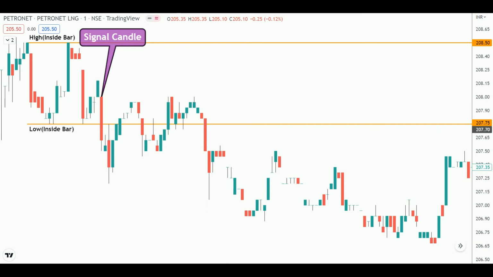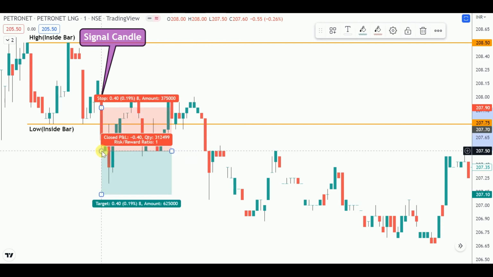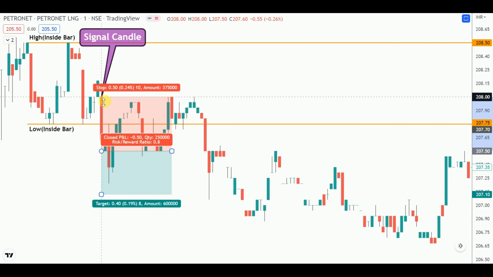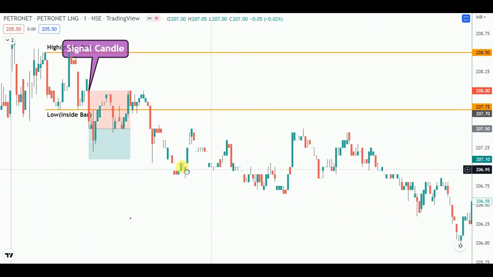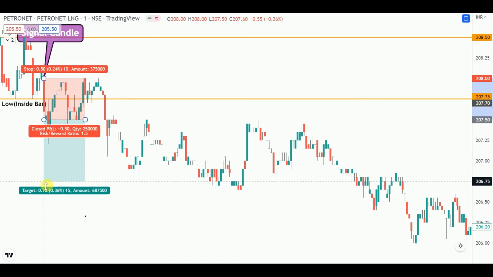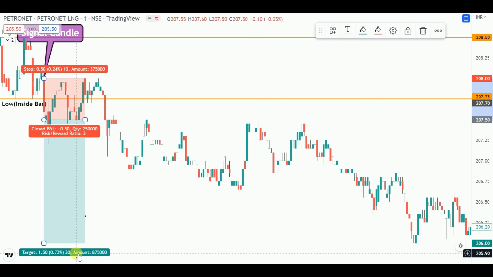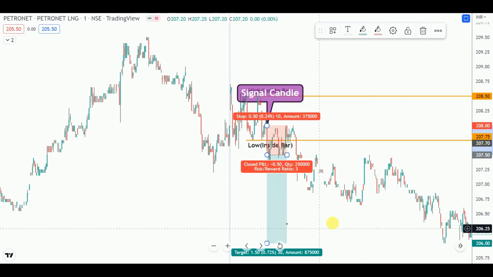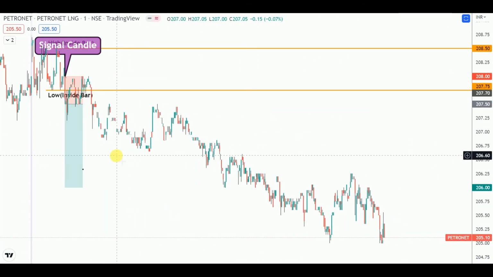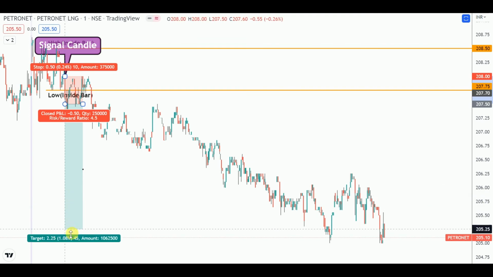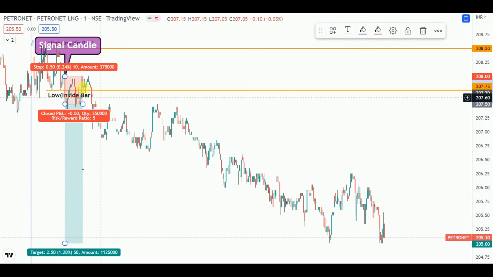What we are going to do is enter at the low of this signal candle, and we will put our stop loss just a few points above the high of this signal candle, and we will take a minimum 1:3 risk to reward, which is very much achievable if we use this multiple time frame inside bar strategy. And we can also extend our risk to reward to almost 1:5.